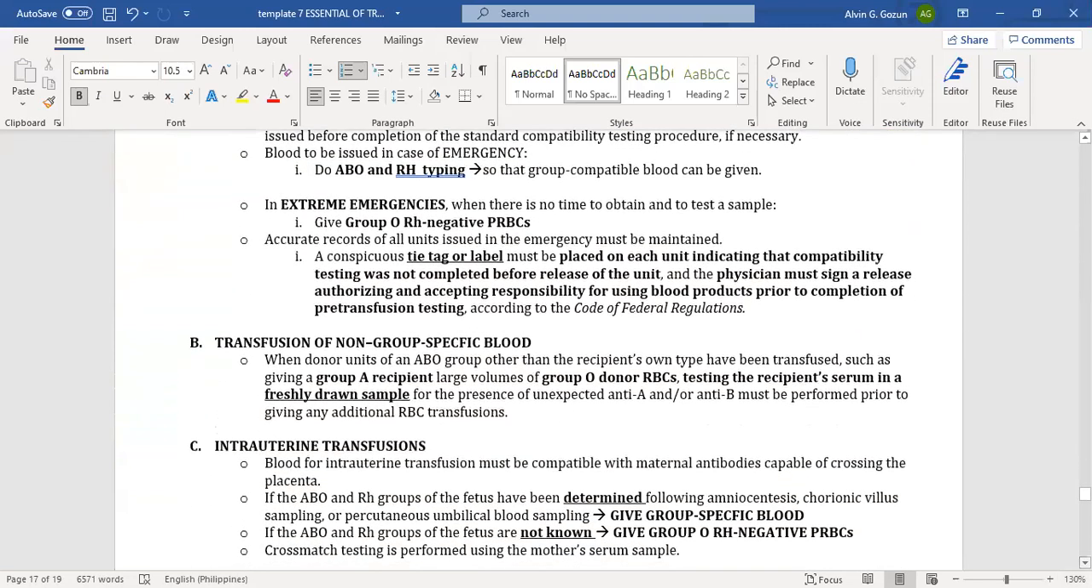Kapag hindi daw siya ABO group specific blood, when donor units of an ABO group other than the recipient's own type have been transfused, such as giving a Group A recipient large volumes of Group O donor RBCs, testing the recipient's serum in a freshly drawn sample for the presence of unexpected anti-A and or anti-B must be performed prior to giving any additional RBC transfusions.